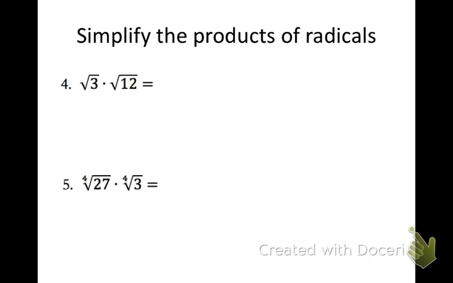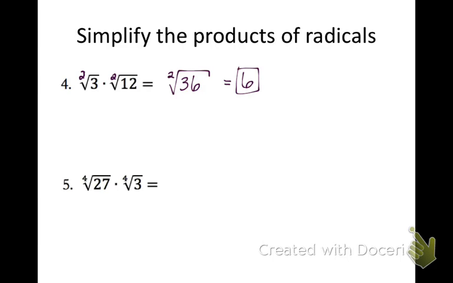In example 4, we have square roots. If you want to, you could put a little 2 in here. You don't need it, but you can if you're curious what index it is. We can do 3 times 12. So we have the square root of 36, because 3 times 12 is 36. And the square root of 36 is just 6.